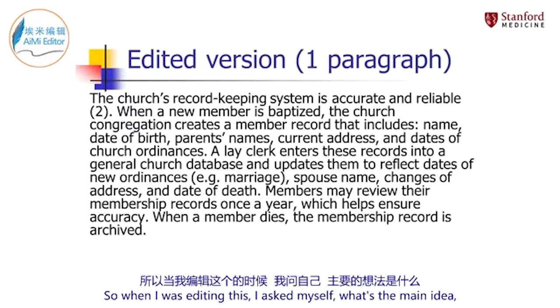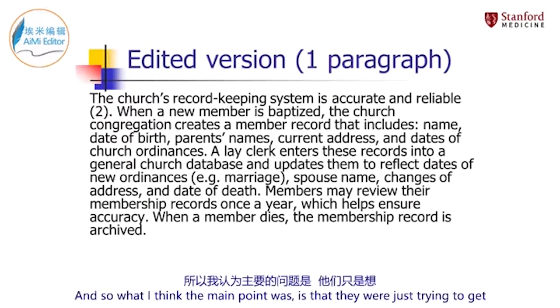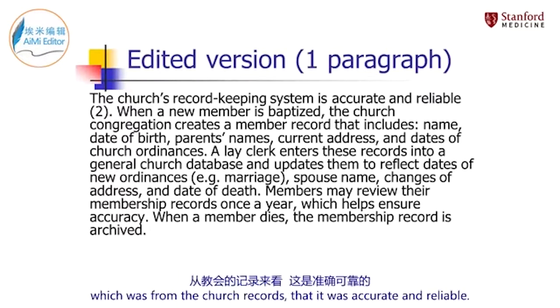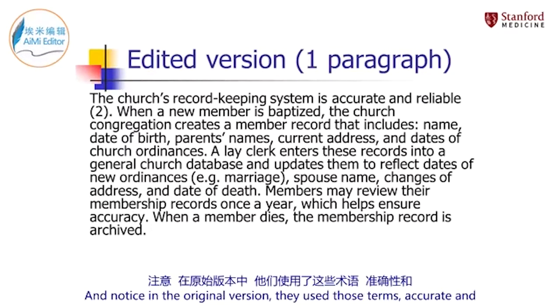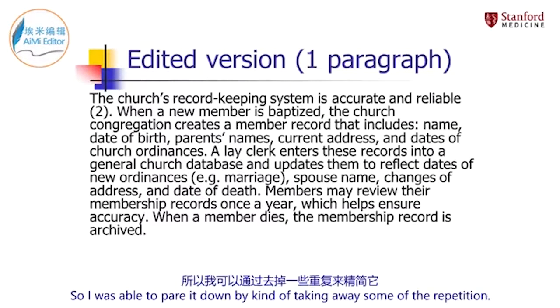When I was editing this, I asked myself, what's the main idea, the main point of these paragraphs? And what I think the main point is, is that they were just trying to get across that the information they used for their study, which was from the church records, was accurate and reliable. And notice in the original version, they used those terms accurate and reliable several times. Well, they used the term accuracy many times. So I was able to pare it down by taking away some of the repetition.